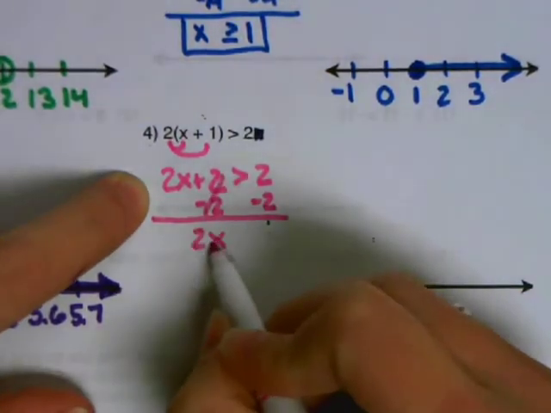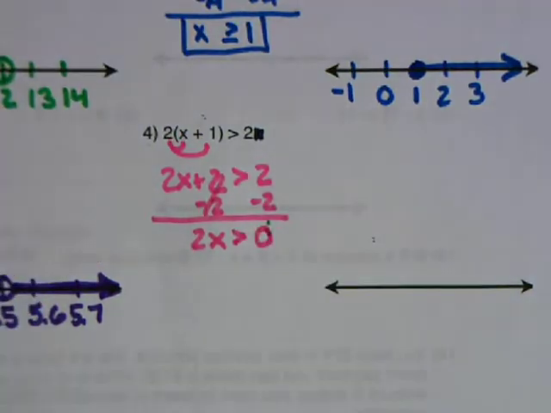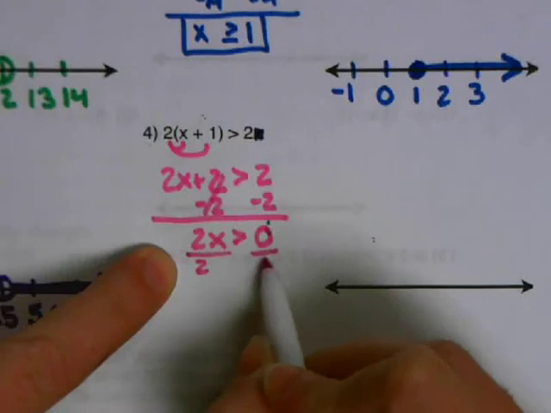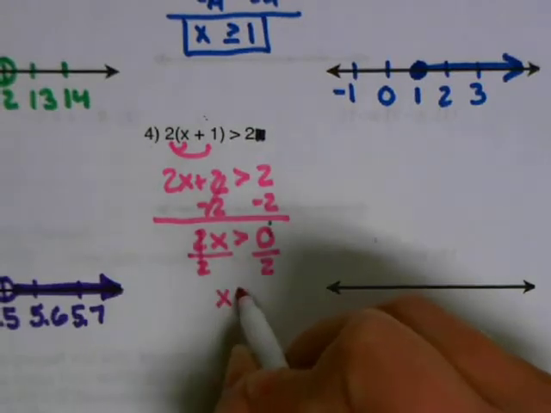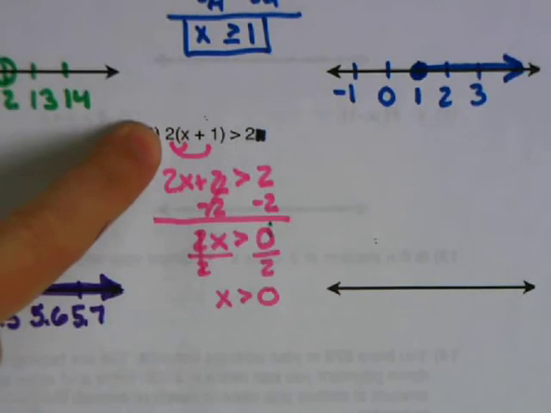And we get down to 2x is greater than 0. Okay. So 2 times x is greater than 0. Well, can we divide both sides by 2 still to get the x by itself? What's 0 divided by 2? Can we do that? Sure. 0 divided by 2 is just 0. So x is going to be greater than 0.